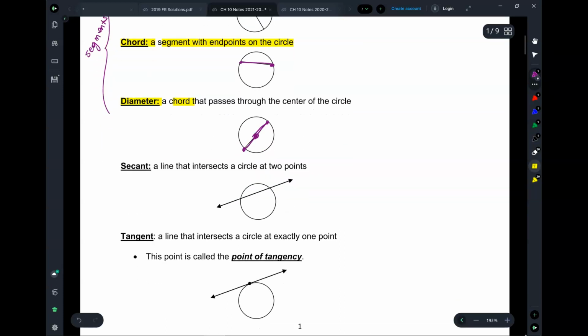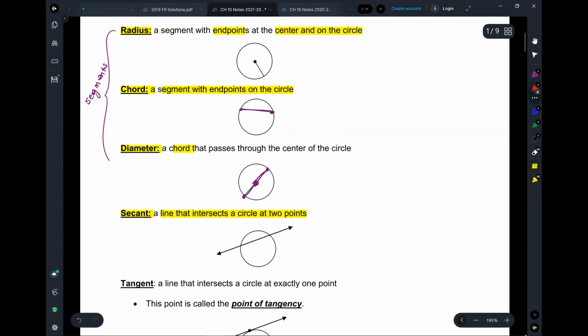Now, the next two we're going to talk about are lines. A secant is a line that intersects the circle at 2 points. Now, let's talk a little bit about the difference between a chord and a secant. A chord is a segment with endpoints on the circle. It starts on the circle, ends on the circle. A secant goes through the circle and it's a line.